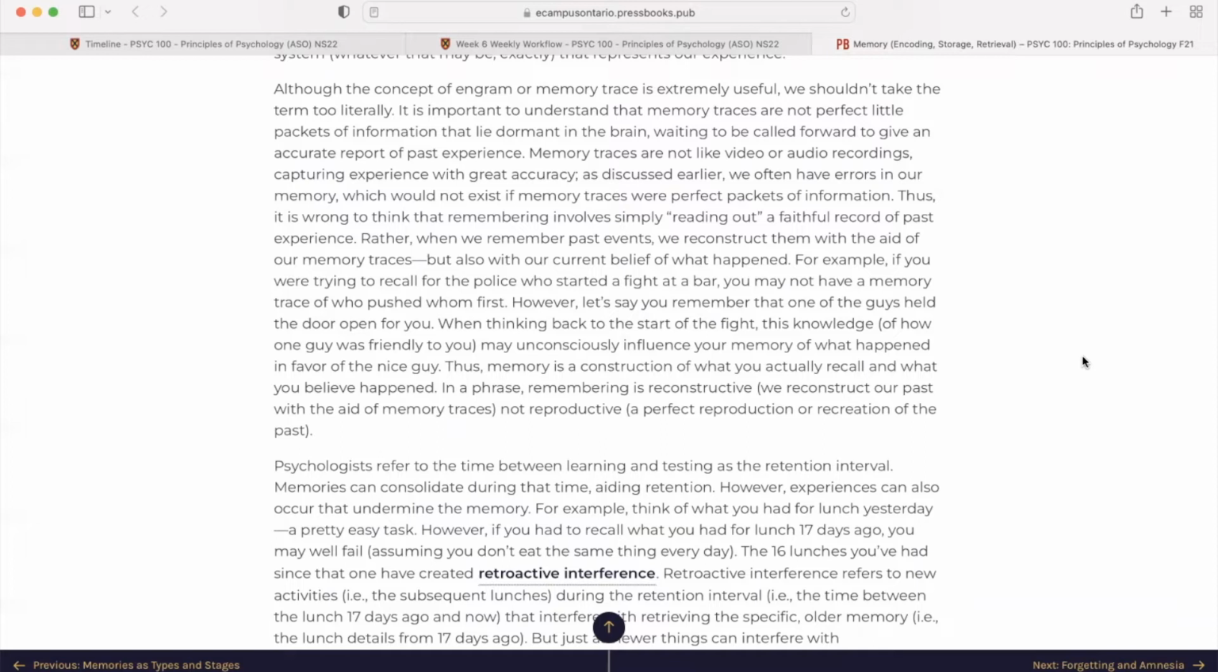For example, if you were trying to recall for the police who started a fight at a bar, you may not have a memory trace of who pushed whom first. However, let's say you remember that one of the guys held the door open for you. When thinking back to the start of the fight, this knowledge of how one guy was friendly to you may unconsciously influence your memory of what happened in favor of the nice guy. Thus, memory is a construction of what you actually recall and what you believed happened. In a phrase, remembering is reconstructive. We reconstruct our past with the aid of memory traces, not reproductive, a perfect reproduction or recreation of the past.